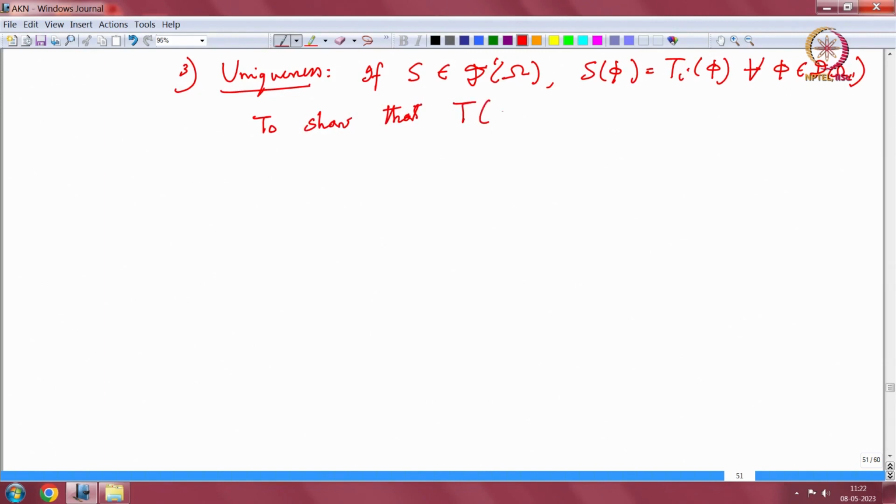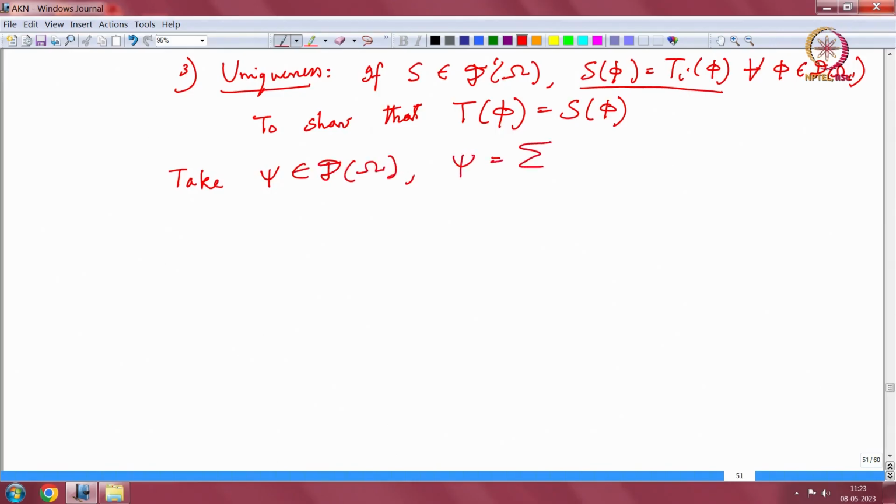T phi equal to S phi. That is all the property. If you have another distribution, the only property is this one. So, if you have another distribution which gives you the same Ti, then T phi equals S phi. So, now you again take a psi in D omega, then you can write psi equal to summation psi phi I, because phi I is the partition of unity. I am using that.